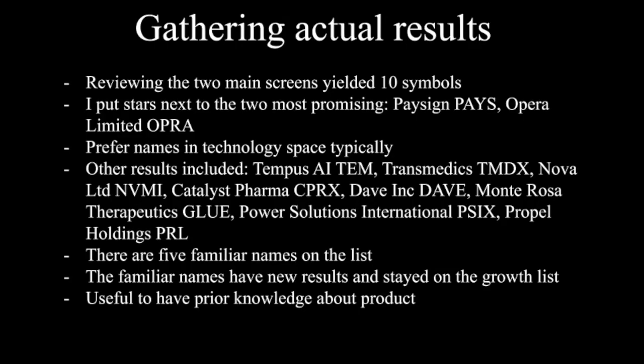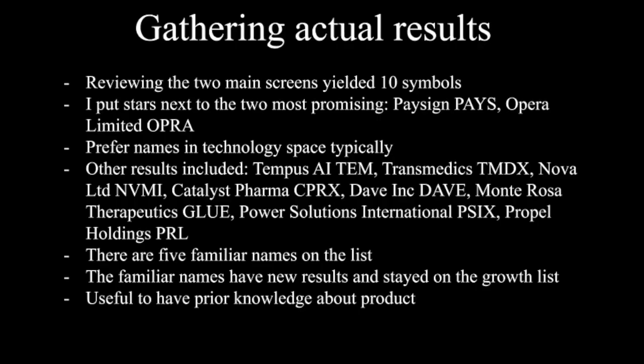The other companies that came through the screen which seemed promising included Tempus AI with symbol TEM, Transmedics, TMDX, Nova Limited, NVMI, and then Catalyst Pharmaceuticals, CPRX, Dave Inc. with symbol Dave, Monte Rosa Therapeutics with symbol GLUE, and then Power Solutions International with symbol PSIX, and also Propel Holdings, PRL. There were 5 names from the list that were already familiar companies.